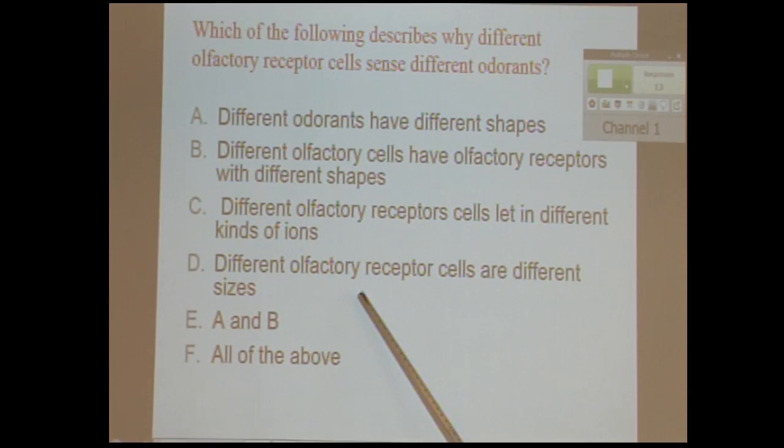And I know D tripped you up. Were you thinking this was talking about the receptor? Because it says the cell. So the cells are the same size. Maybe the receptor is a different size. But all those little blue cells in that picture, they're all the same size. That was a little bit mean.